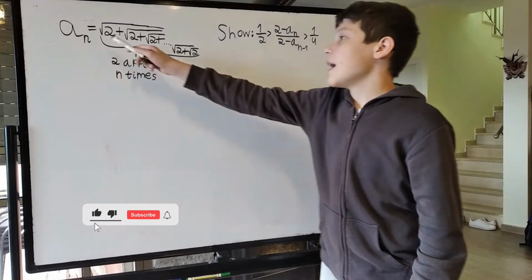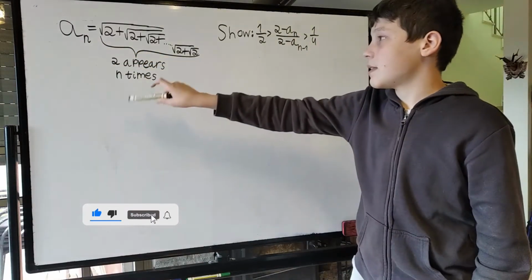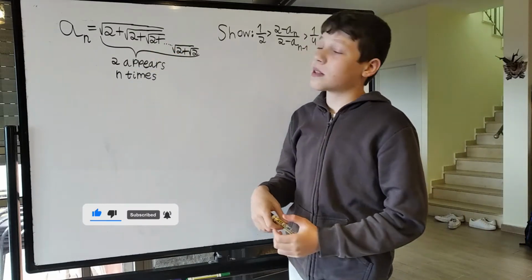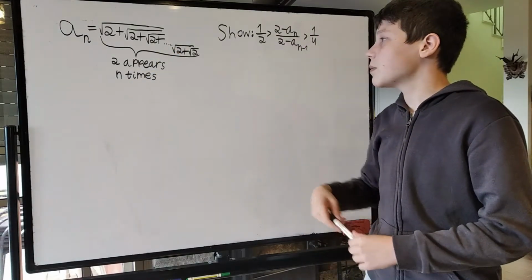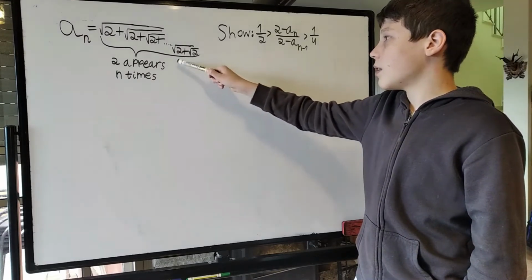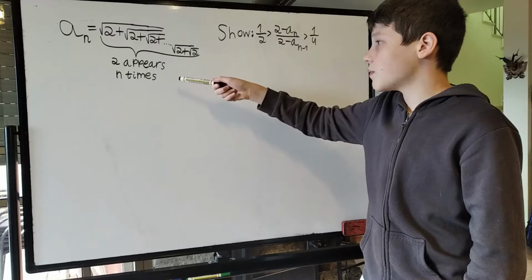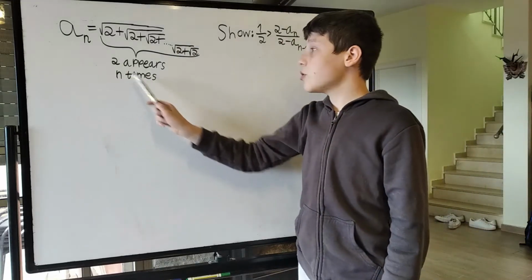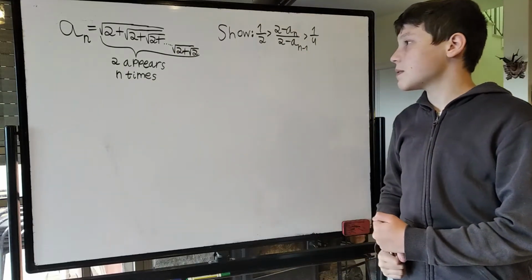So, a_n is defined as the square root of 2 plus the square root of 2 plus the square root of 2 plus, on and on until the end, which ends like this: square root of 2 plus square root of 2, where 2 appears n times.